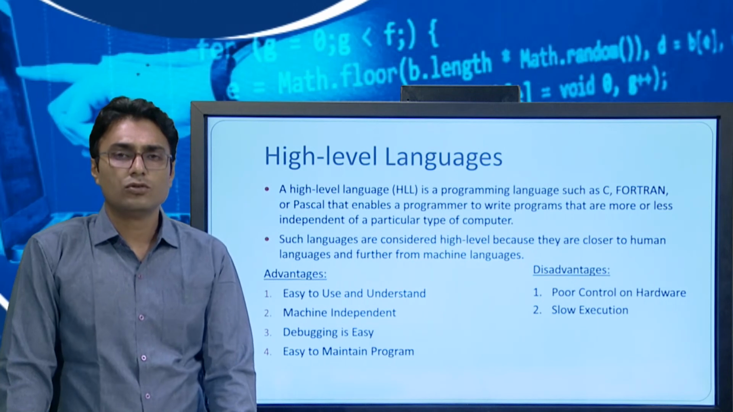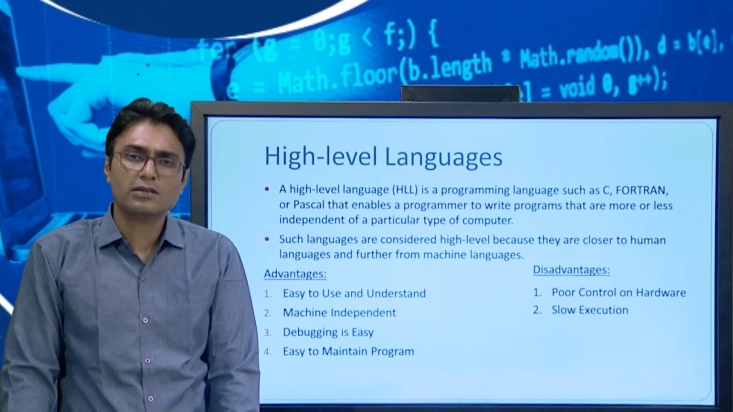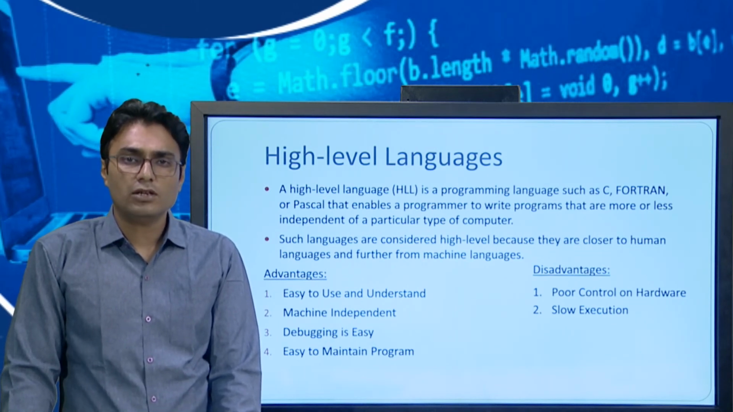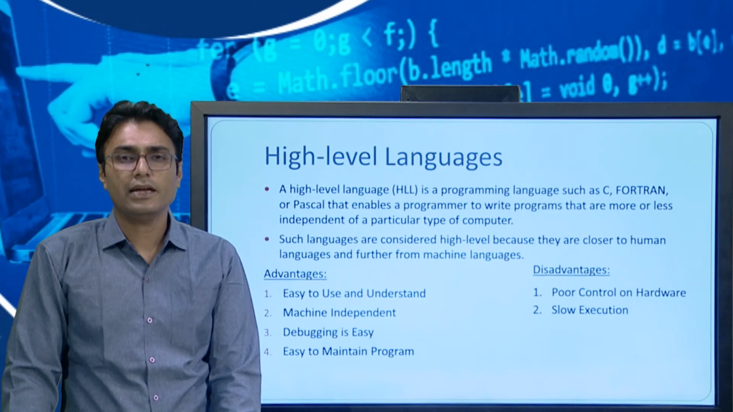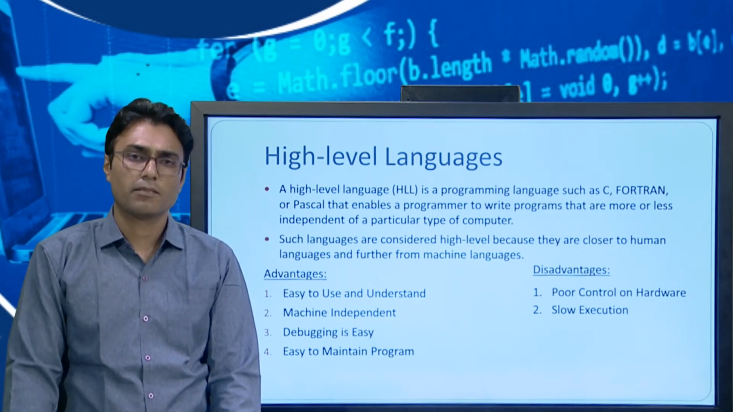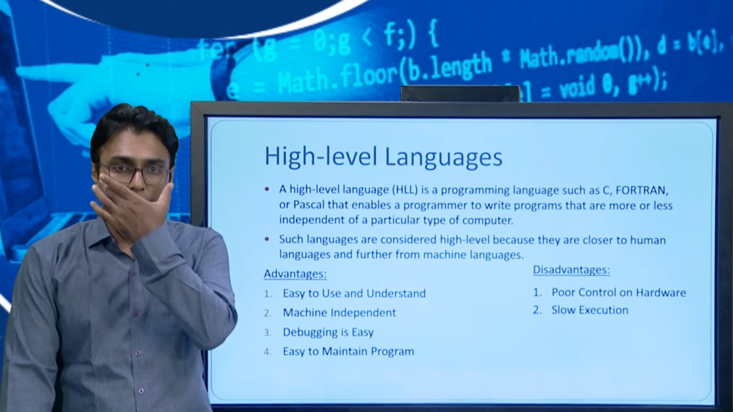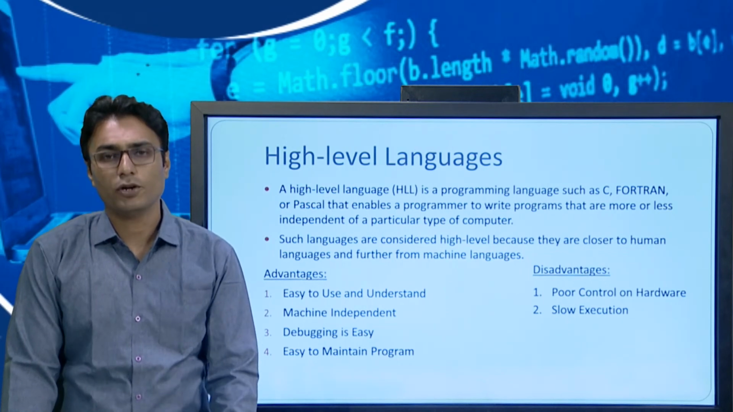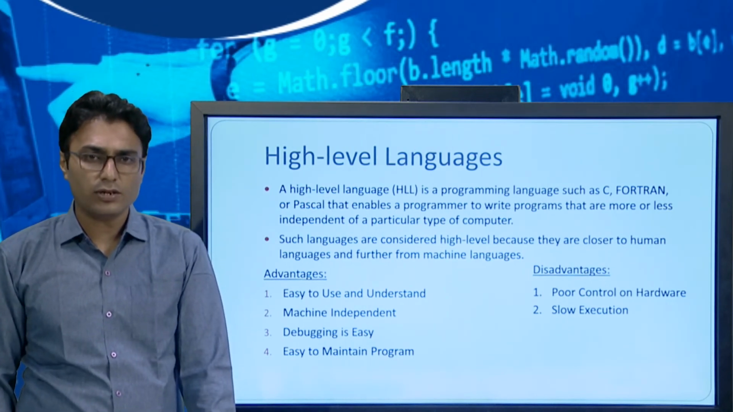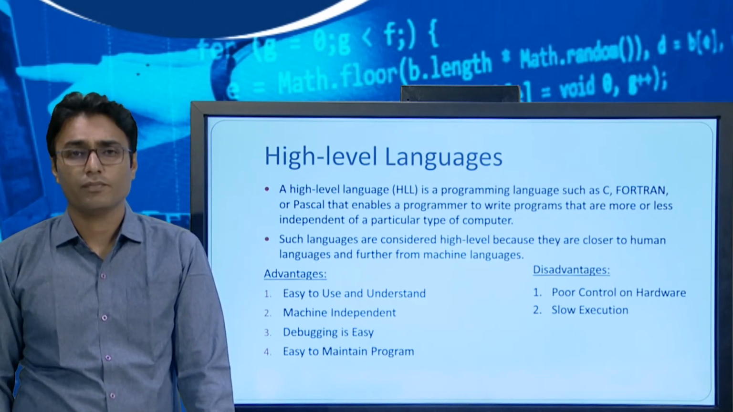The first one is easy to use and understand. High level language uses English-like words and is closer to natural language, which makes it easy to learn and understand. The programmer need not understand detailed computer architecture for writing programs using high level languages. The second one is machine independent. Programs written in high level language are portable, and hence a program written using high level language can be executed on any type of computer with little or no modification at all.